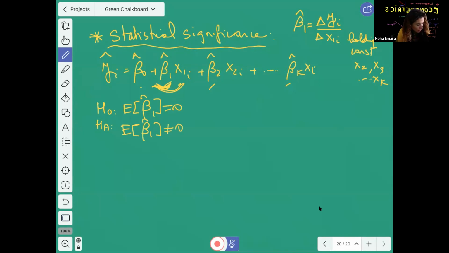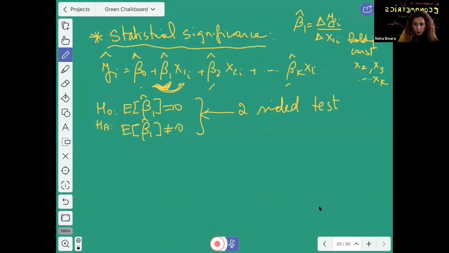So in order to do that, what I can see here is a two-sided test, right? I'm not sure whether X1 has a positive or negative impact on Y, so I'm just going to be on the safe side and have a two-sided test.